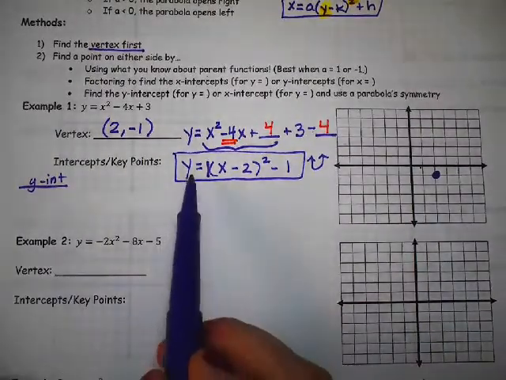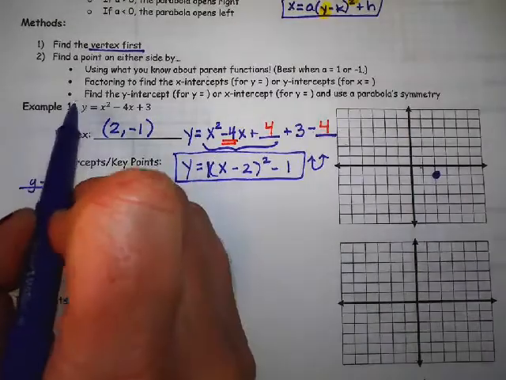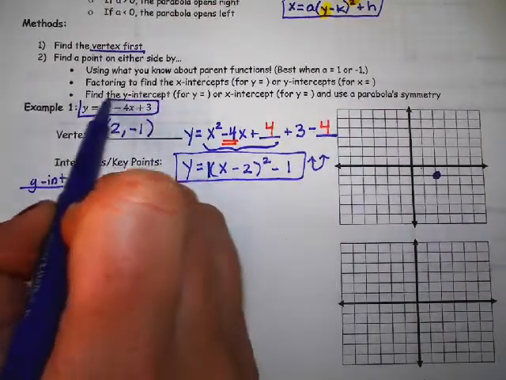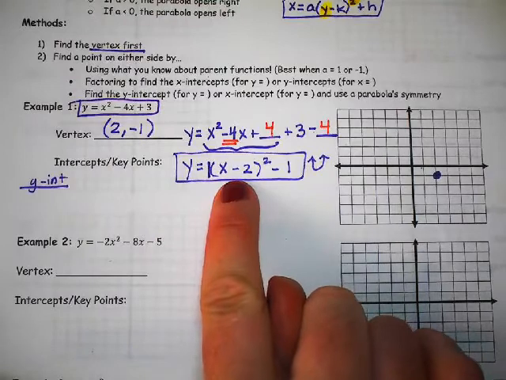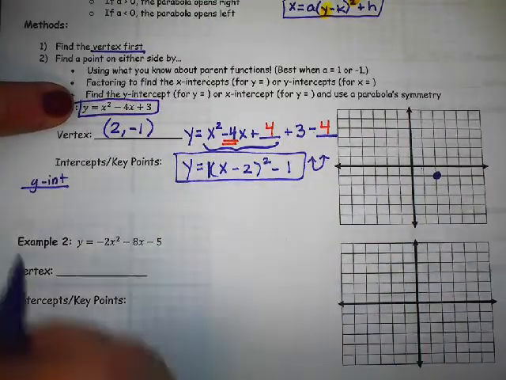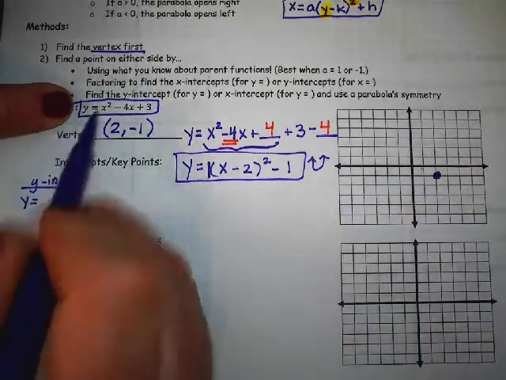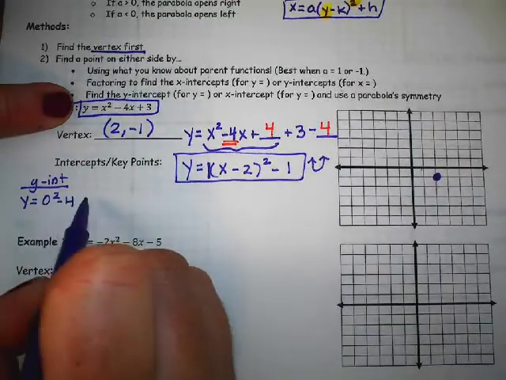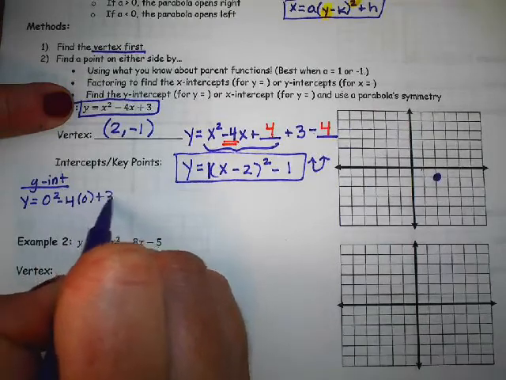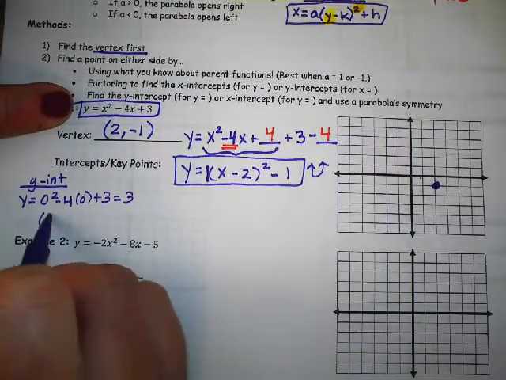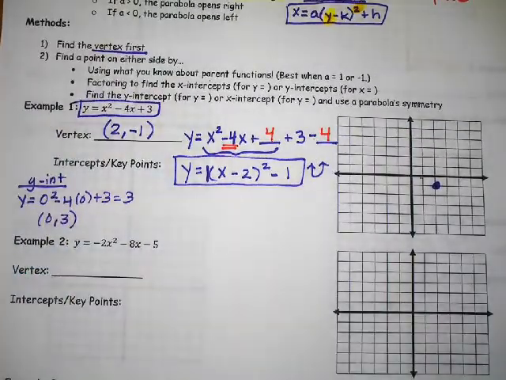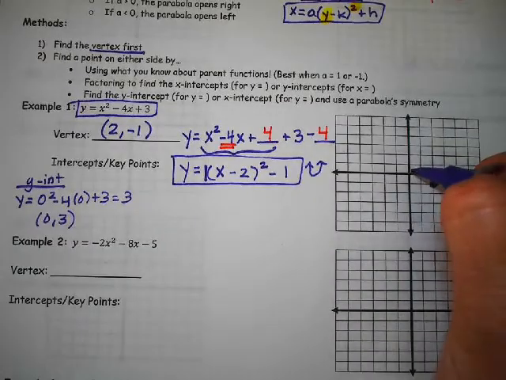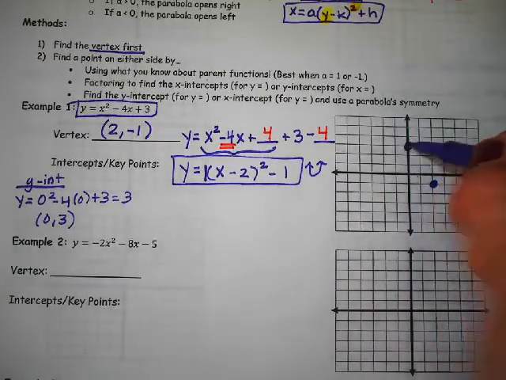Well, to find a y-intercept, I just go back to my equation. I can go back to my original equation or my newly written equation. I'm going to go to the original, and where I see x, I'm going to put in 0. That's how I always find a y-intercept. 0 squared minus 4 times 0 plus 3, I get 3. So my y-intercept is 0, 3. So 0, up 1, 2, 3.